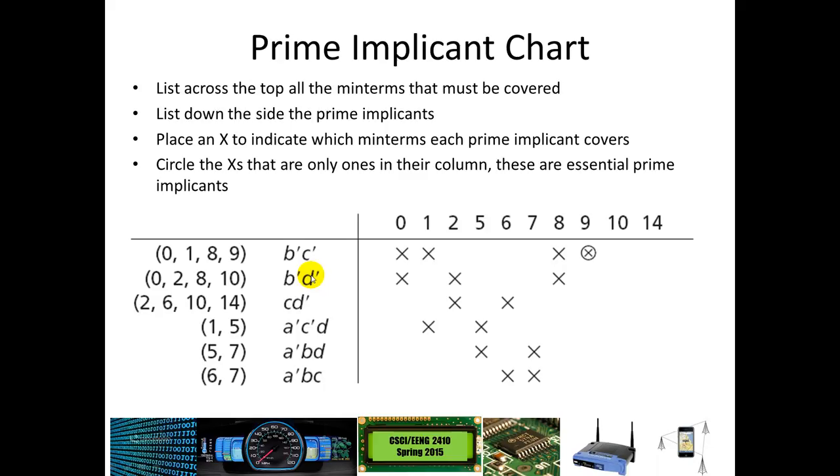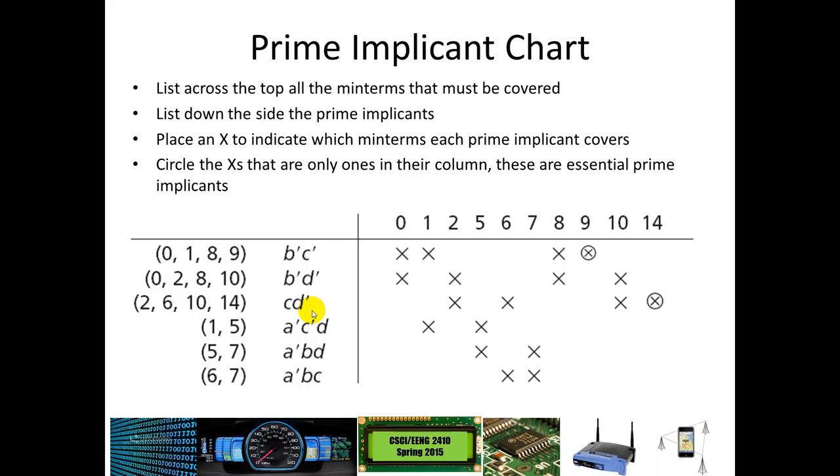None of these other prime implicants give us coverage, so that means we must include B prime, C prime in our final logic. Going forward, looking at 10, we see that it's covered by B prime, D prime, and also C, D prime. And then finally, 14 is only showing up in C, D prime. So again, we found another essential prime implicant, C, D prime, which must show up in our final solution.